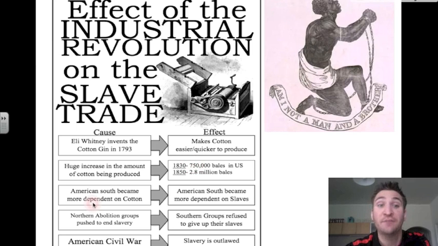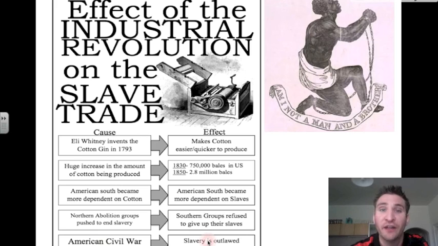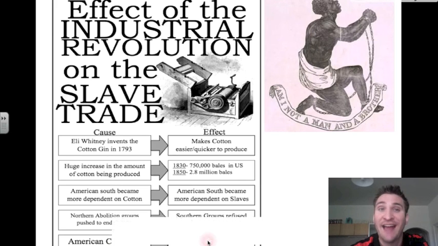The American South becomes more dependent on cotton as a cash crop, so the American South becomes more dependent on slavery. Then you have northern abolition groups, groups that fight against slavery, including many women. And southern groups refuse to give up their slaves because giving up their slaves means they lose money. Then you have the American Civil War, in which slavery is eventually outlawed in the United States. So cotton eventually leads to the Civil War and the outlawing of slavery. It's a long process for that to happen.